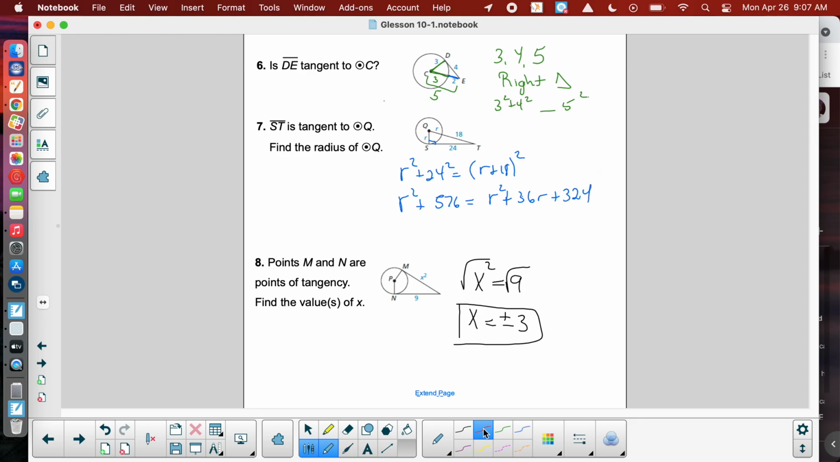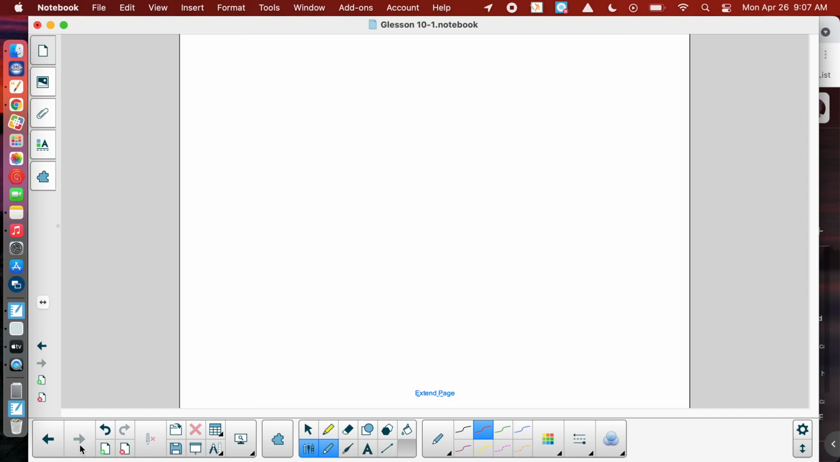The r squareds very graciously cancel each other out. I subtract 324 from each side, so 576 minus 324 is 252. And then I divide that by 36, and I get r equals 7. So those are the types of problems you're going to run into today with the algebra portion. Yes, we will be using the algebra that we dealt with over the last week.